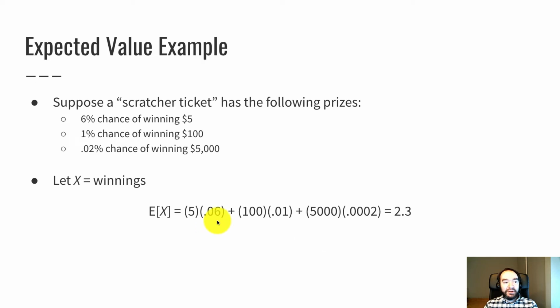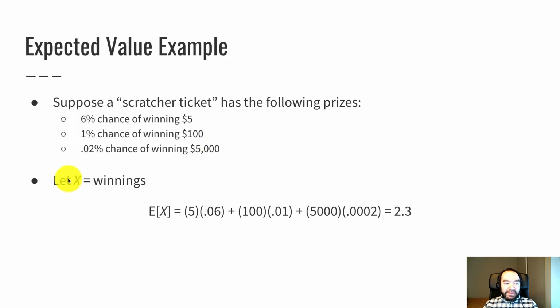Here's a concrete example. Let's look at one of those scratcher tickets. Those are those little gambling tickets where you scratch off some foil and it tells you if you won anything. Usually you don't win anything. So let's say these are the three possible prizes you can win on one of those tickets. Let's say there's a 6% chance that you win $5, a 1% chance that you win $100, and a 0.02% chance of winning $5,000. Very unlikely to get the jackpot there.